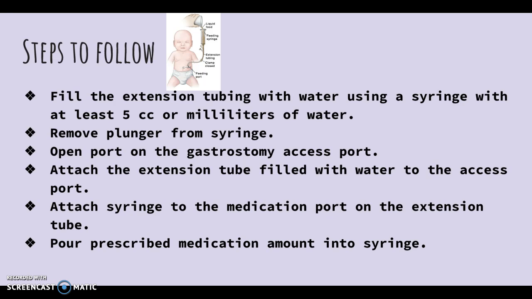Next, you need to fill the extension tubing with water using a syringe with at least 5 cc or 5 milliliters of water. This way you aren't getting air into the tubing, which can be bad for the stomach. Next, you need to remove the plunger from the syringe, open the port on the gastrostomy access port, attach the extension tube filled with water to the access port, then attach the syringe to the medication port on the extension tube, and pour the prescribed medication amount into the syringe.